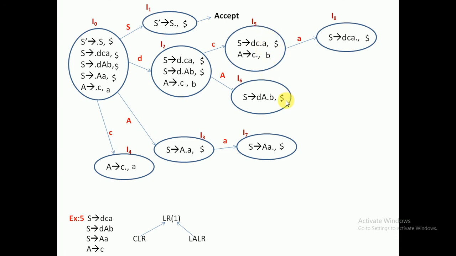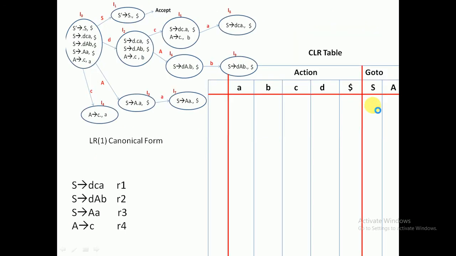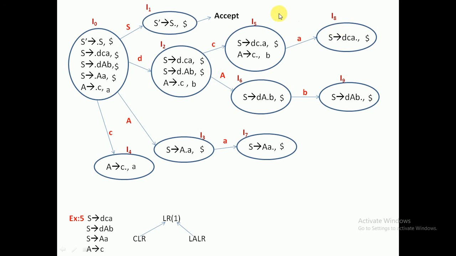Then I6 can create the move over B. It is nothing but shifting. The moves created over this terminal are nothing but a shift operation. So D A B, it is also a reduced state. I9. So this is the complete canonical form of the given grammar. It is the LR1 canonical form. In the next video we'll construct the CLR table for this LR1 canonical form.